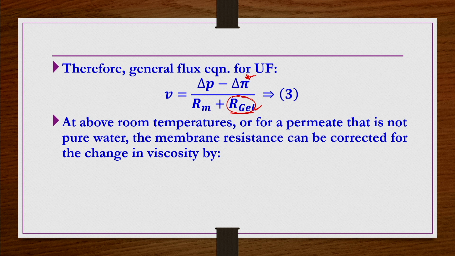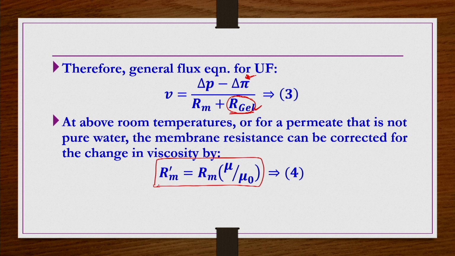But further, at room temperature this equation is fine. But above room temperature, or for a permeate that is not pure water, the membrane resistance can be corrected for the change in viscosity. The change in the viscosity of the permeate with respect to temperature can be brought into the picture like this: Rm prime equals Rm mu by mu naught, where mu naught is the viscosity of the permeate at room temperature, and mu is the viscosity of the permeate at the higher temperature at which we are operating.